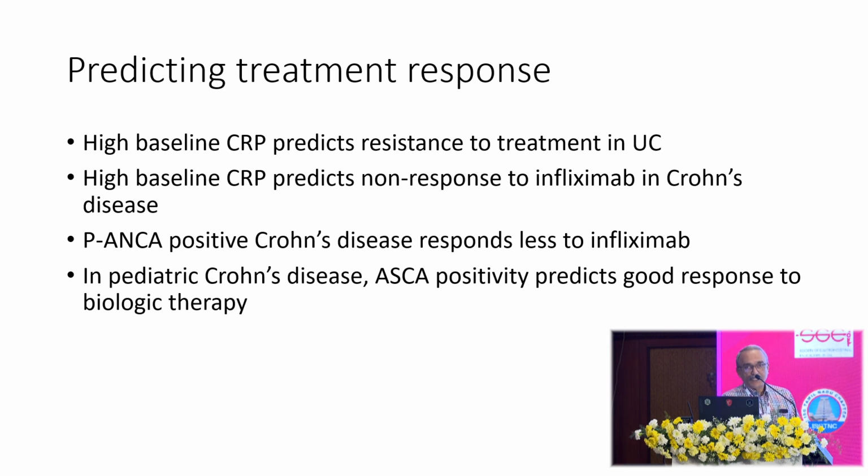What about predicting treatment response? Again, when you see the patient for the first time, you want to know, is this person going to respond or not? And here's the information. A high baseline CRP predicts that this person will respond poorly to treatment if he has ulcerative colitis. If the person has Crohn's disease and a high baseline CRP, it predicts a non-response to infliximab. A P-ANCA positive Crohn's disease also responds less well to infliximab. And in pediatric Crohn's disease, a positive ANCA predicts a good response to biologics. So this is the kind of information that we have.